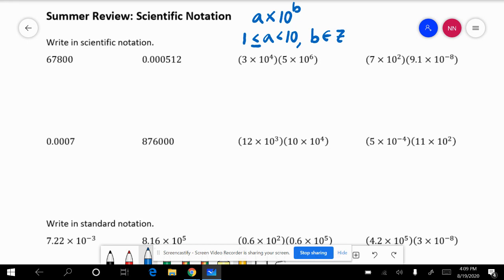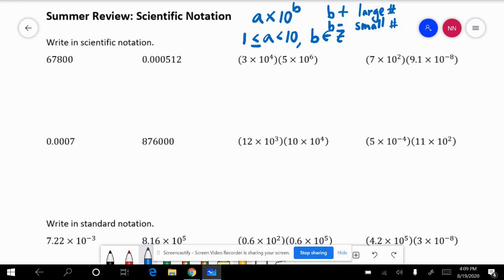Now, an integer could be positive or negative. If it's positive, that means it's going to be a large number. If our b value is negative, that means it's going to be a small number.